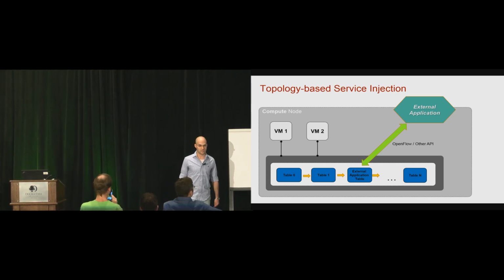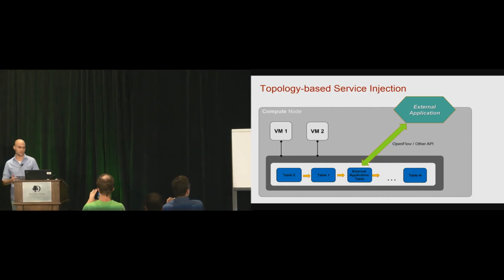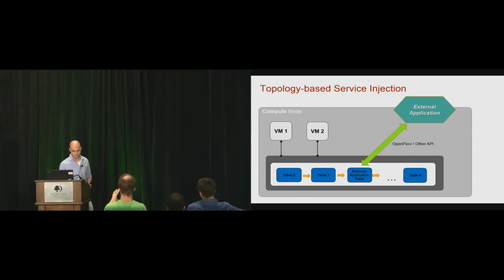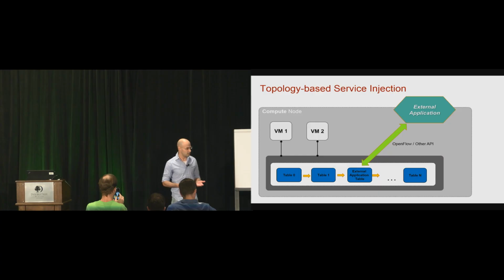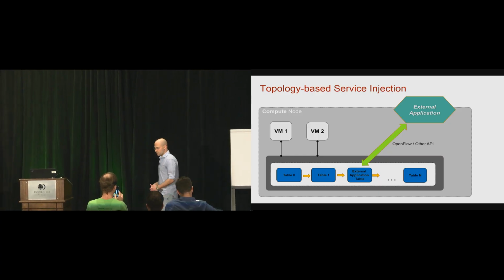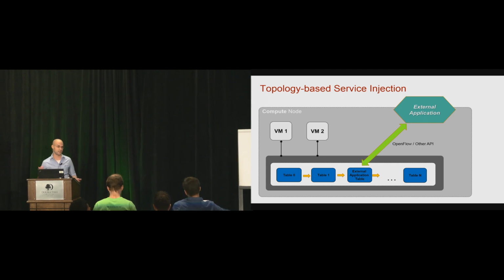What is topology service injection? In topology service injection, we want to allow an external application to interact with our networking infrastructure, basically installing their logic inside the forwarding pipeline. The API to do that will be OpenFlow-like, or OpenFlow exactly, but it's important to note that we want this process to be secure. We don't want any application to interfere with all the traffic that is passing in the pipeline.